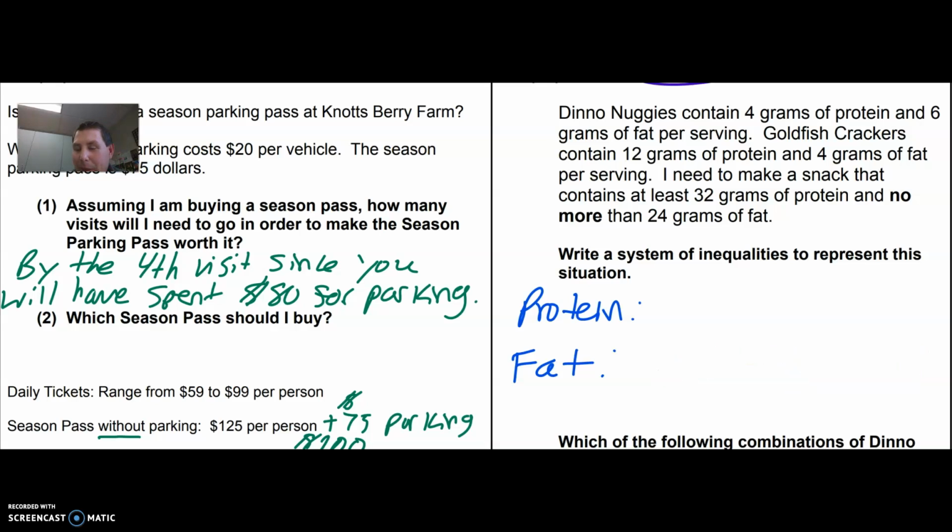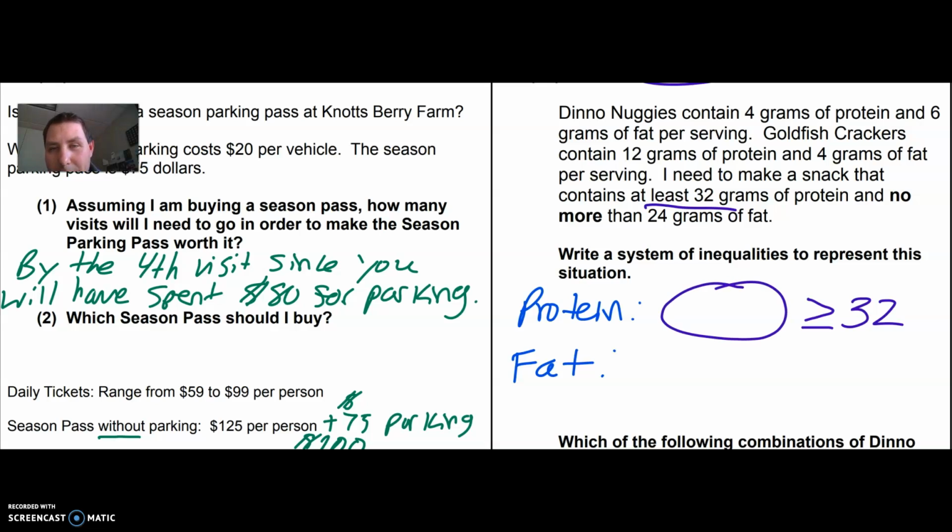Now I'm going to erase this so that way you can see the whole thought process. So if I look at protein, I have to contain at least 32. So in other words, I'm going to put 32 here on the right. You can put it on the left, it doesn't matter. But whatever's on this side, I need it to be at least 32 or more. So right away, I'm going to put my inequality symbol like this because I need some combination of Dino Nuggies and Goldfish to be larger than 32.